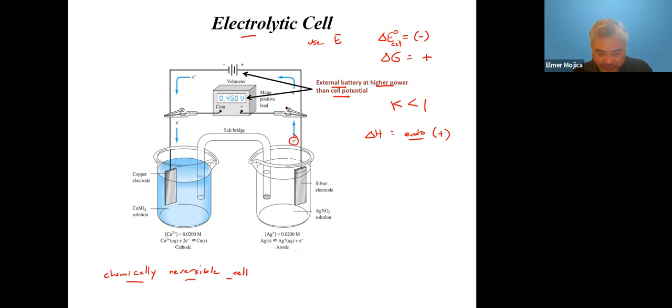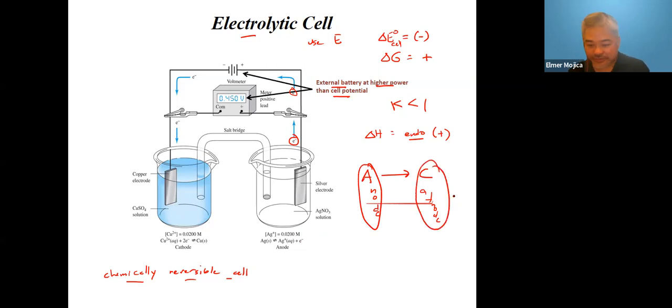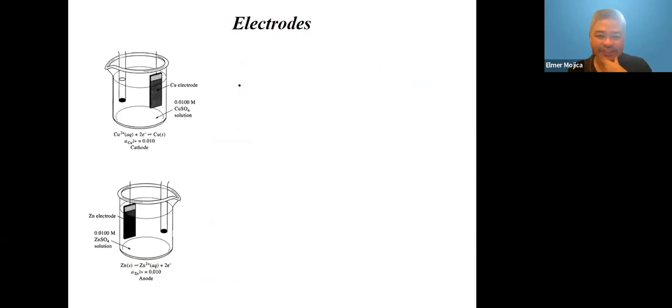Now here, both electrolytic or galvanic cell, okay, if you're going to look at here, yung direction ng electron niya, it's always what? From A to C, from anode to cathode. So ibig sabihin, whether you have electrolytic cell, okay, or galvanic cell, oxidation always happens in the anode and reduction always happens in the cathode. Okay? Kasi yan yung next na ano natin eh, yung tinatawag nating electrode.